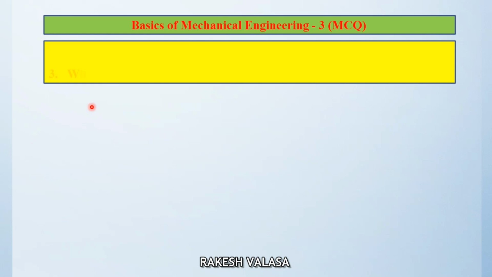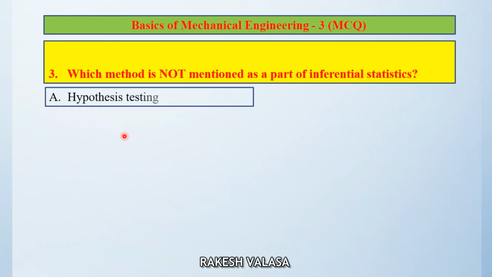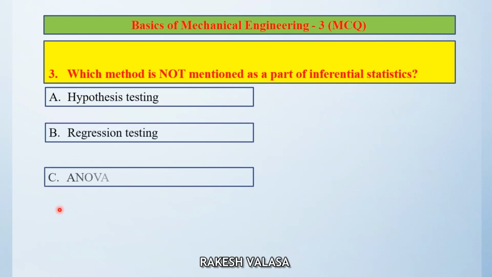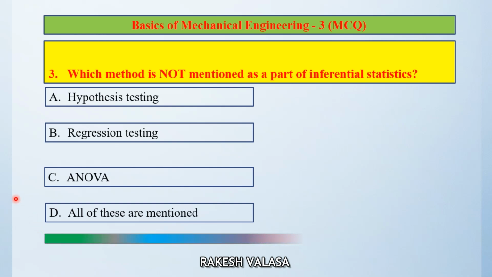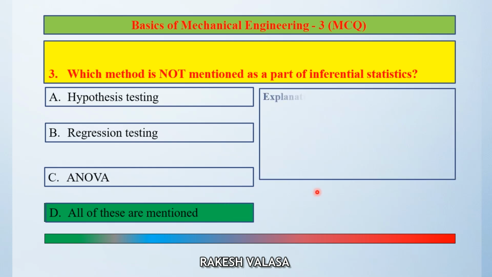Question number 3. Which method is not mentioned as a part of inferential statistics? Option A hypothesis testing, option B regression testing, option C ANOVA, option D all of these are mentioned. The correct answer is option D all of these are mentioned. Let us see the explanation.